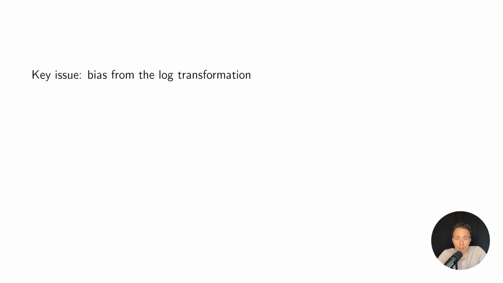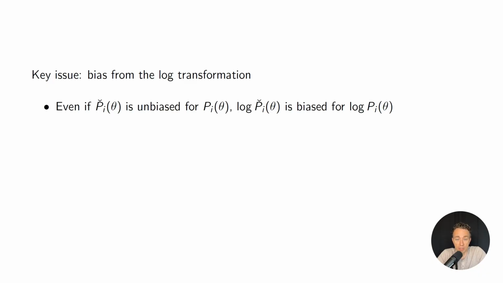Now the key issue with simulated maximum likelihood is that there's bias arising from the log, because the average of the log is not the same as the log of the average. This is also known as Jensen's inequality if you've taken a prior economics course. So even if p check i was an unbiased estimate of p i, log of p check i is going to be biased for log of p i. And so this simulation bias is going to affect the properties of this simulated maximum likelihood estimator.